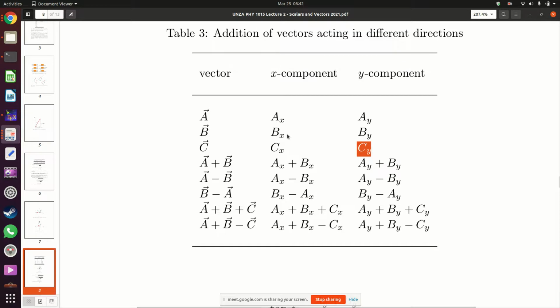Once we know how much each of these vectors A, B, and C is along the x-axis, once you work out these AX, AY, BX, BY, CX, CY, then you can work out these operations, A plus B. For you to work out A plus B, you need to find out how much A plus B is along the x-axis. You also need to find out how much A plus B is along the y-axis. Are we clear?